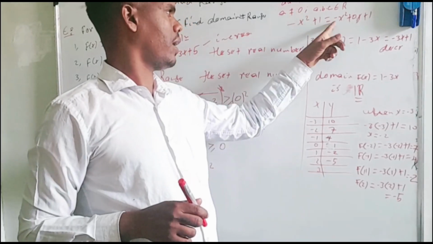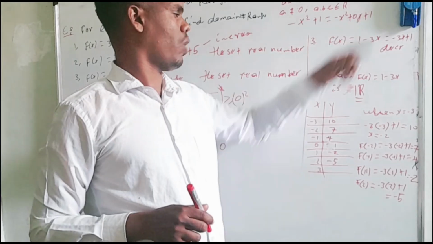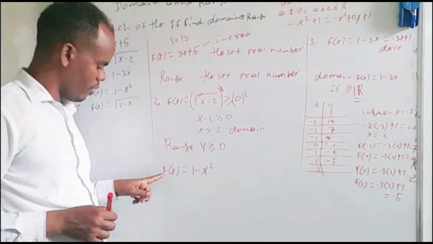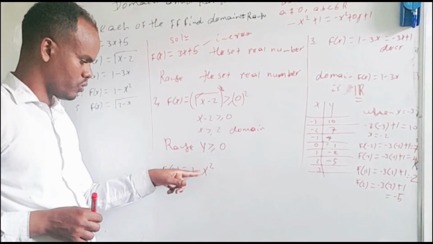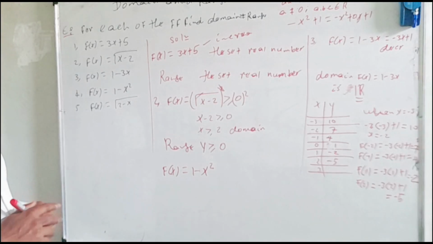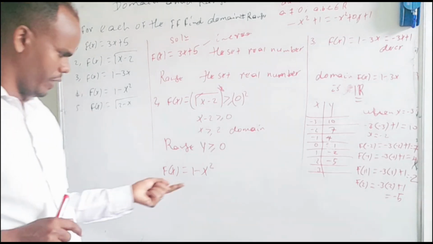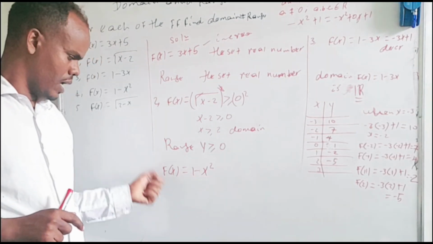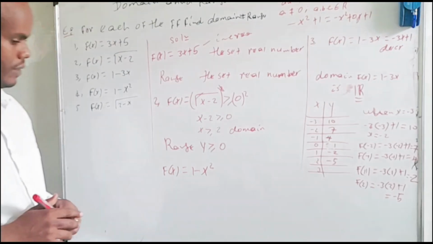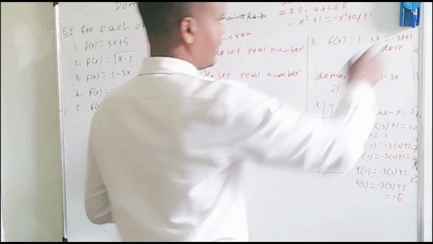A is negative 1, b is 0, c is 1. So this is a quadratic function, f of x equals 1 minus x to the power of 2. The domain of a quadratic function is the set of real numbers. There is no restriction on the domain, unless the restriction is given in the graph.